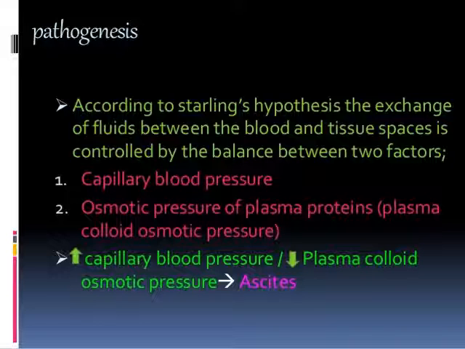To develop ascites, there are two prerequisites: first, increased portal hypertension; next, decreased serum albumin.